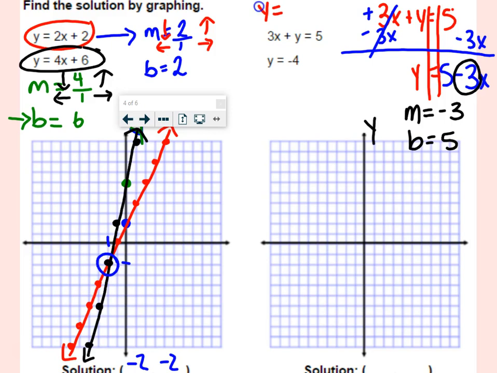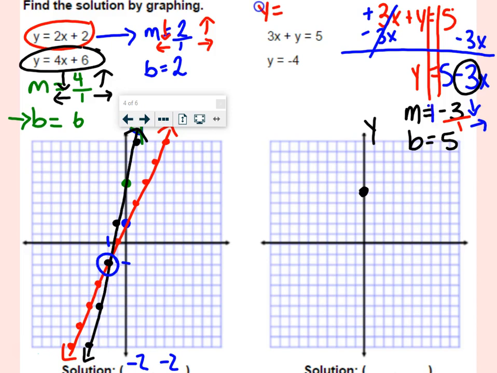So we can plot our y-intercept at 5, and then use that slope to find the next points. It's a whole number, not a fraction, so we need to make it a fraction by putting it over 1. Negative 3 over 1. Negative means we're going to go down.